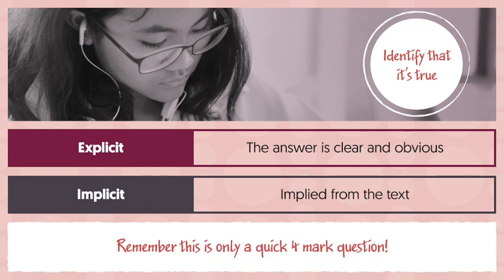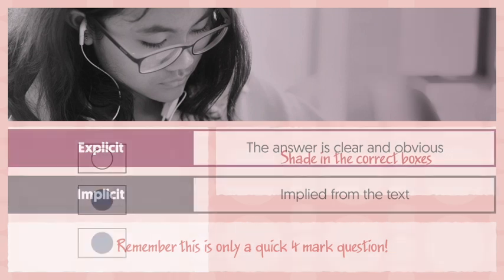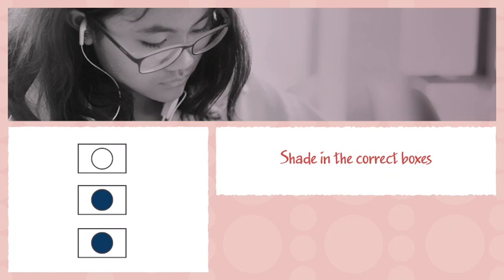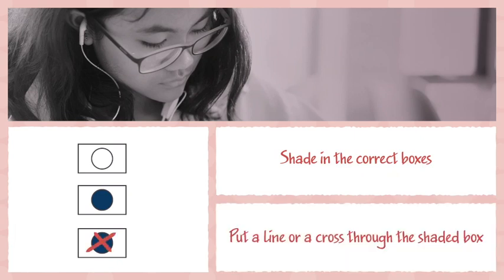Remember, this is only a quick 4-mark question, so it's not wise to spend too much time highlighting the text or making notes. Lastly, you'll need to shade in the correct boxes. If you make a mistake, don't worry. Just put a line or a cross through the shaded box and shade in the one you think is correct.